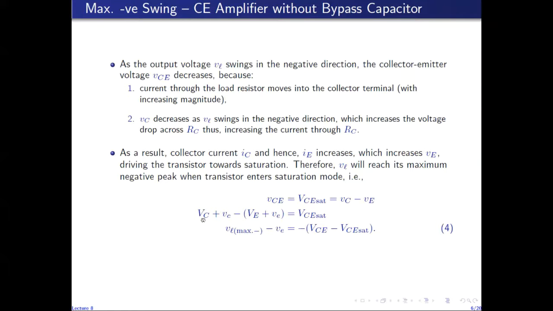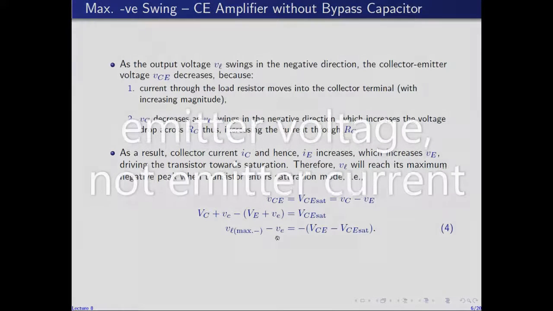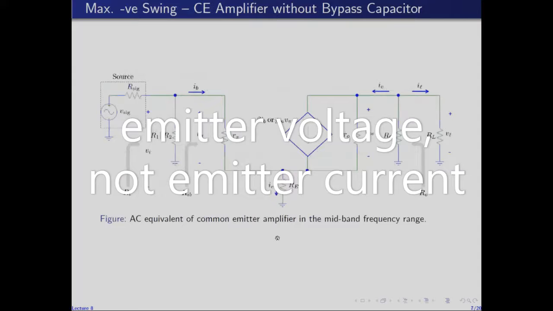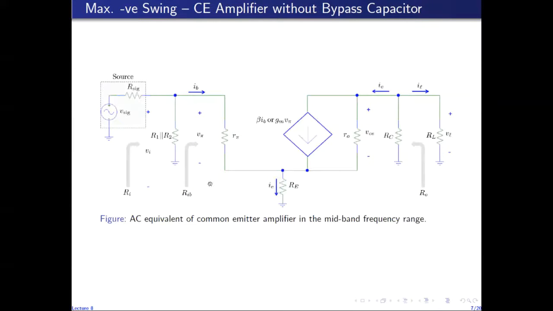So VCE is VC minus VE. We take that to the other side, take the negative out common, so this is what we get. So we can find VL maximum negative once we know this small signal component of the emitter current. The small signal component of the emitter current can be obtained by analyzing the small signal AC equivalent circuit of the common emitter amplifier.